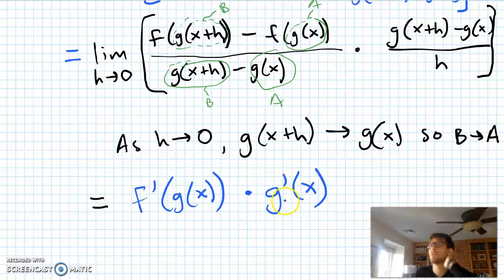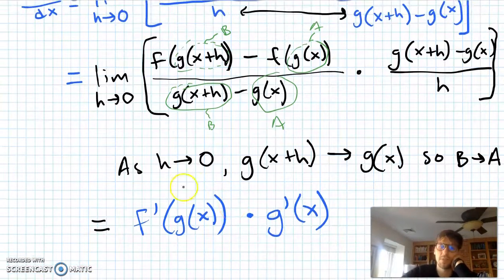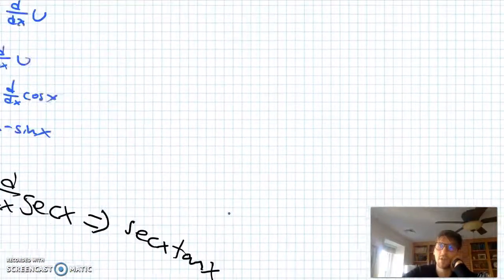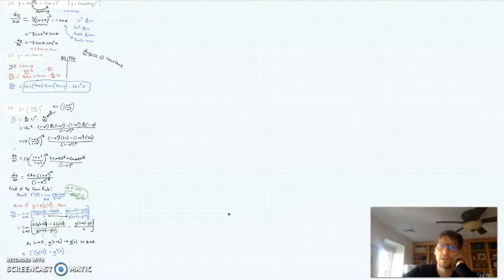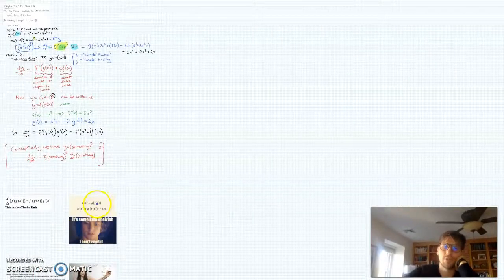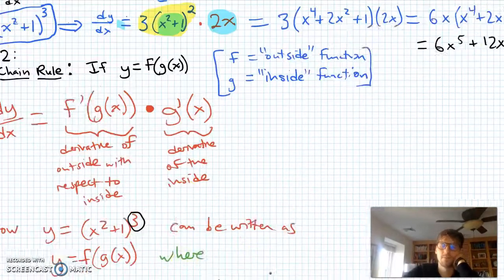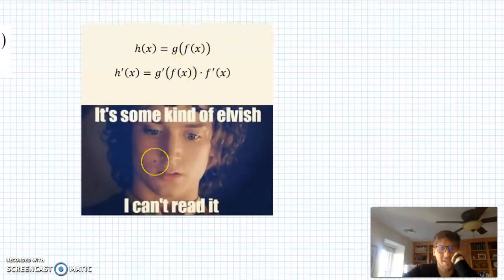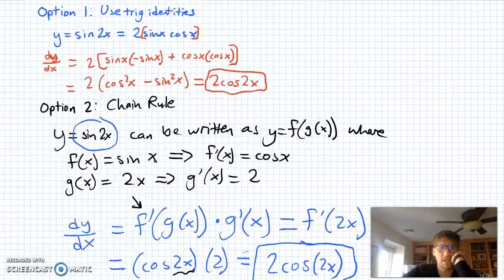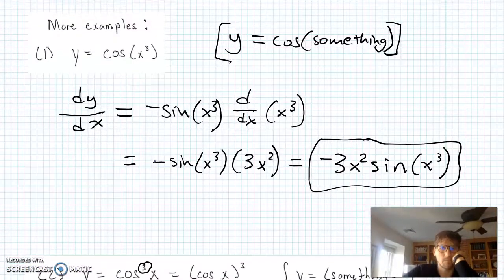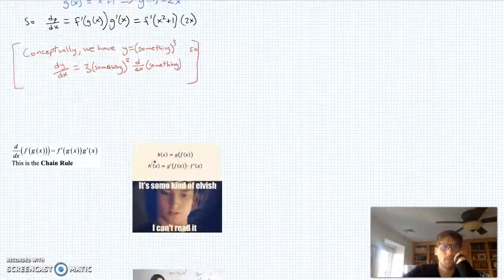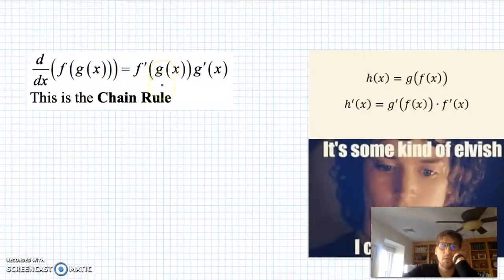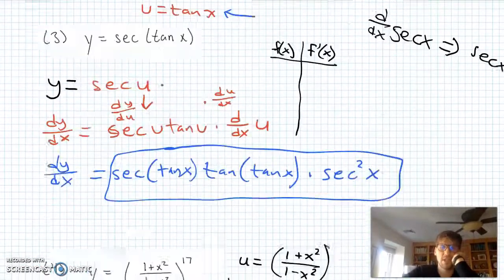So we were able to show in this proof specifically what our chain rule is, as we saw up here in the Elvish meme we had, or as we had written it right here. We can see that what we end up with is precisely the chain rule.